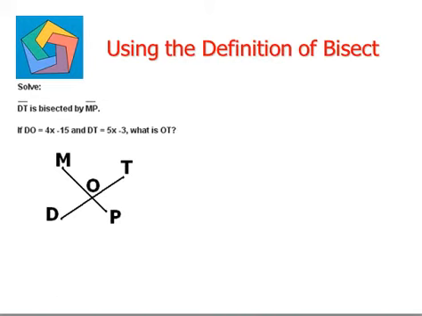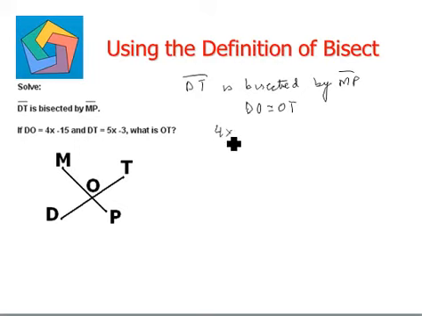Let's try the next question. Solve: line DT is bisected by MP. This is given to us. This means that DO is equal to OT. Now DO is given to us as 4x minus 15. This implies that OT is also 4x minus 15.